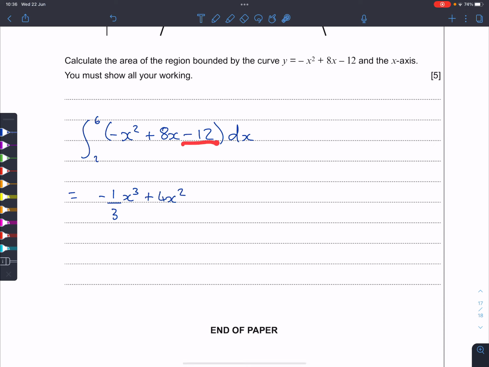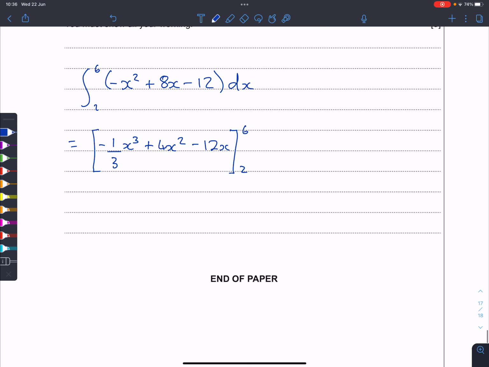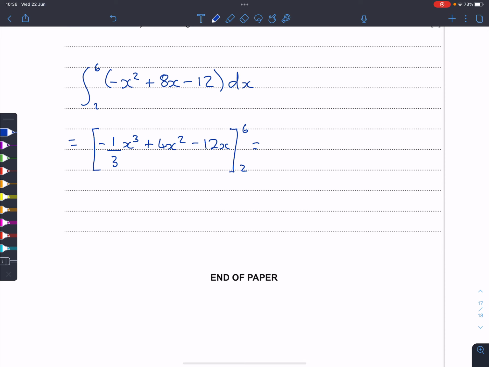And the last term, negative 12, any constant will integrate to that constant multiplied by x. So minus 12x. And then this is going to be between the limits of 2 and 6. So first thing is first, I'm going to substitute 6 in as my limit. So I get negative 1/3 of 6 cubed, plus 4 lots of 6 squared minus 12 lots of 6.